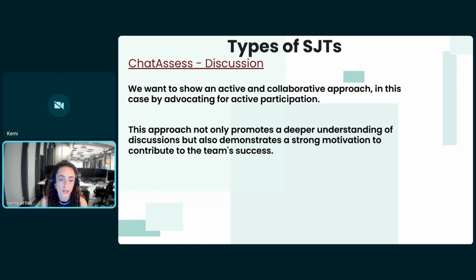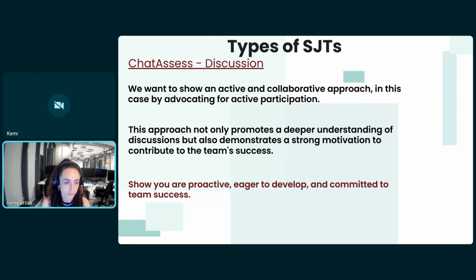And also, her suggestion is a great suggestion that we said to her, "Yes, we think that you should take notes during the session because it also puts you as an integral part of the meetings and also is helpful to the team. This is something that the team needs to be done anyway, and you are taking this upon yourself." So show you are proactive, eager to develop, and committed to team success.